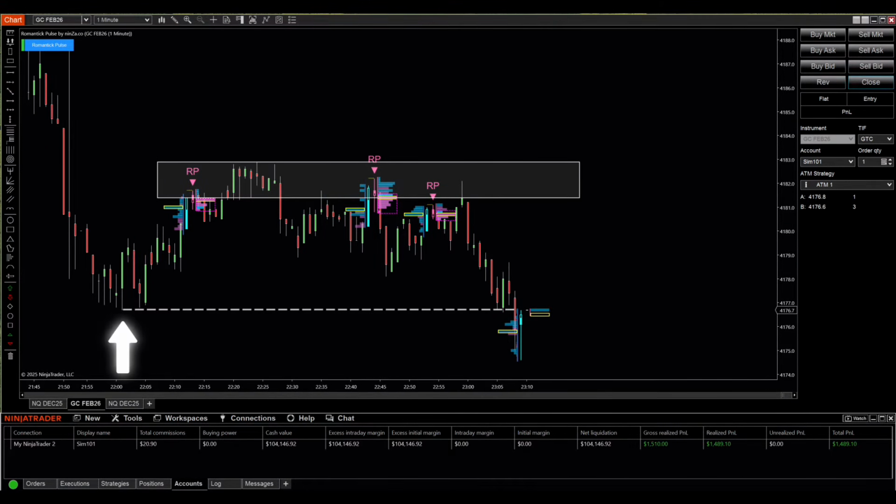When price swept that low, a candle appeared with very strong buying volume, so I closed the trade before it reached take profit.